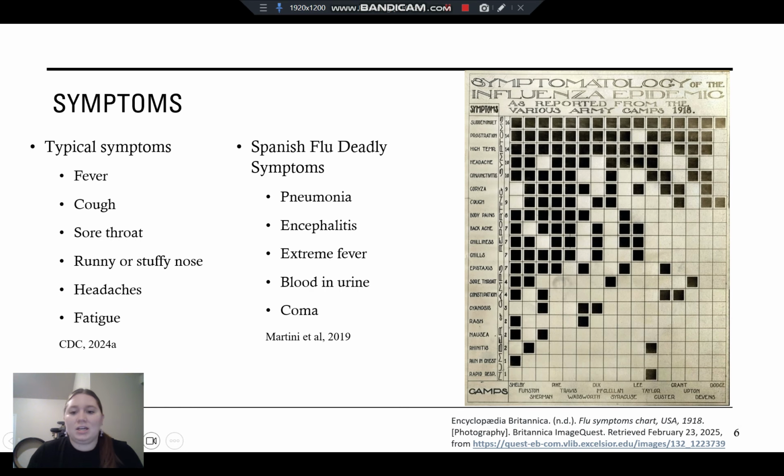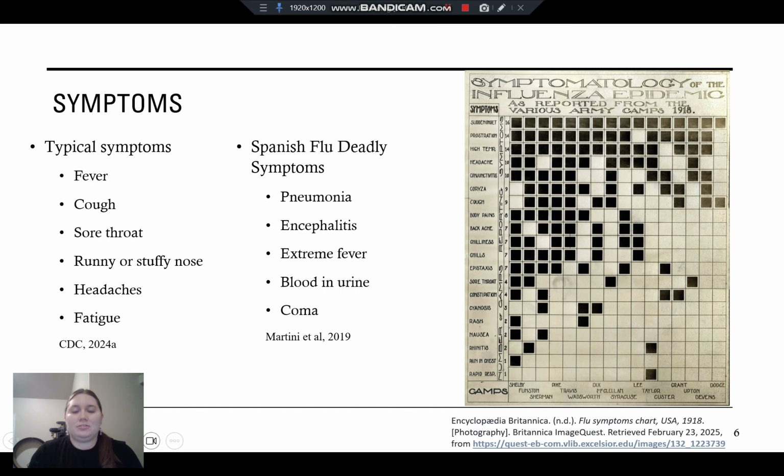And while we've got that in mind, if we look at this photo here, this is some reports from 1918 of army camps that had different symptoms. So this very top one is sudden onset, so that's how quickly the symptoms started. The second one is prostration, and that's actually fatigue. So you can see that really sudden onset, fatigue and high temp, or a high fever, and then headache are the most common symptoms.